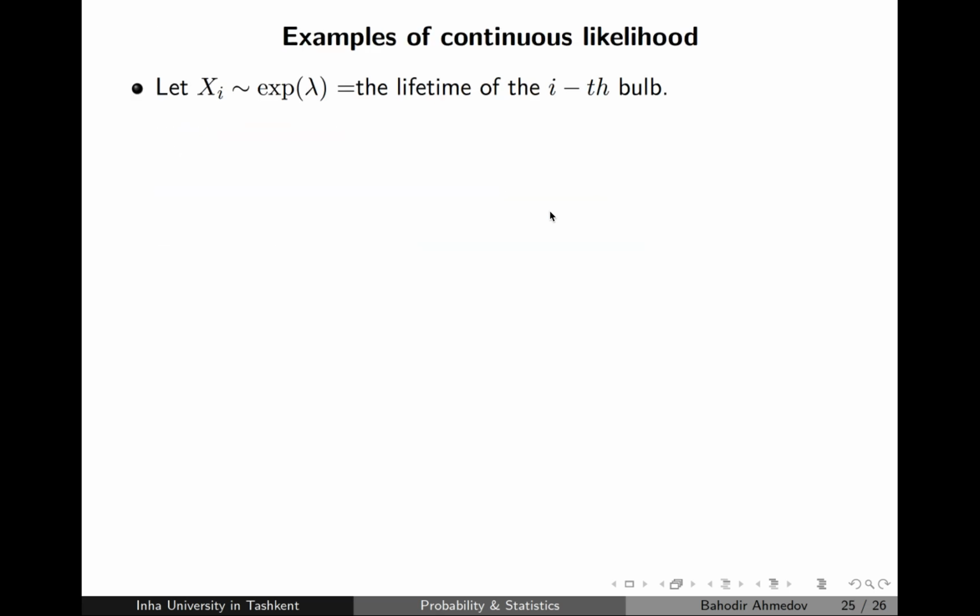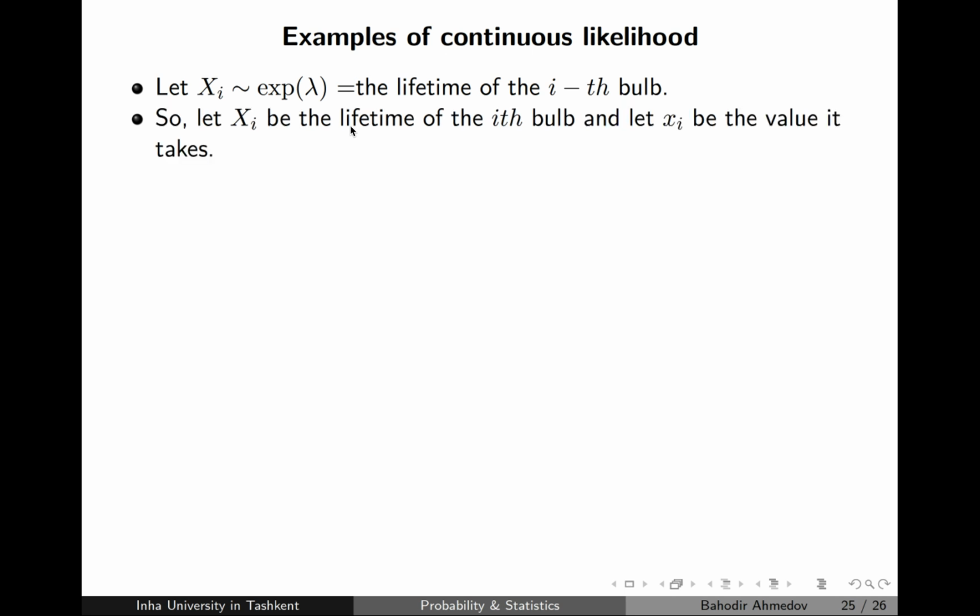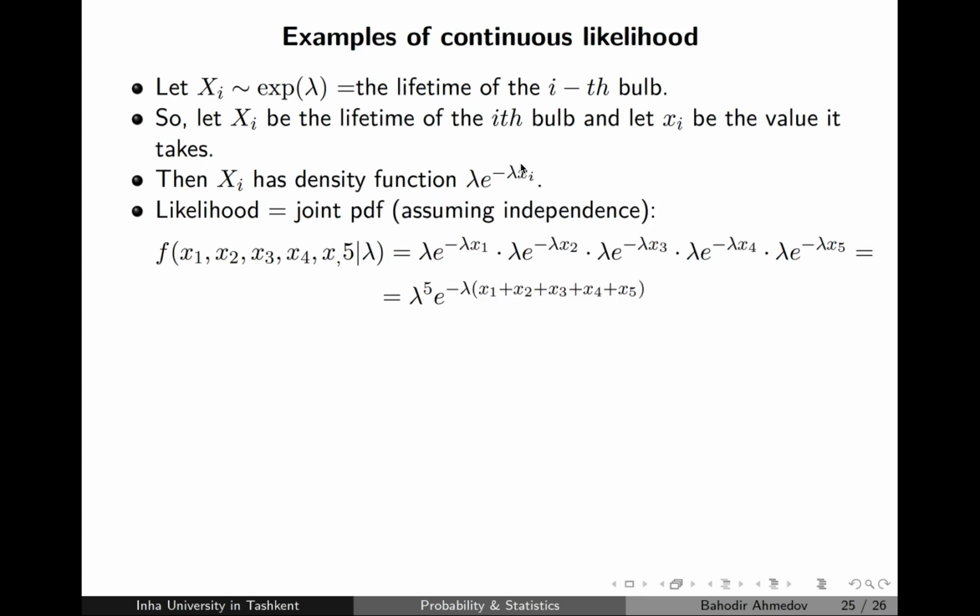So let's say Xi is the random variable which gives us the lifetime of the i-th light bulb. For example, X1 has the exponential distribution with parameter lambda, and this is the lifetime of the first light bulb. Let's assume I measured it, and the lifetime of the first light bulb has the value x1. The density function of Xi is lambda multiplied by e to the power of minus lambda xi, basically the density function of the exponential distribution.